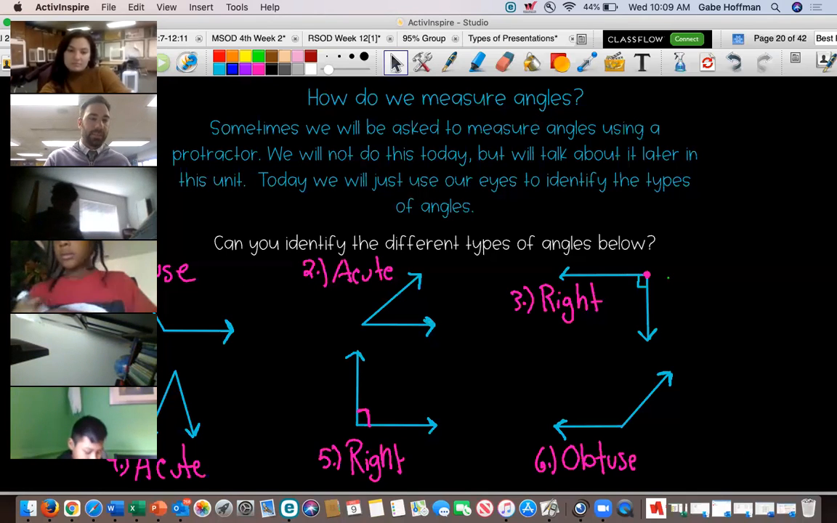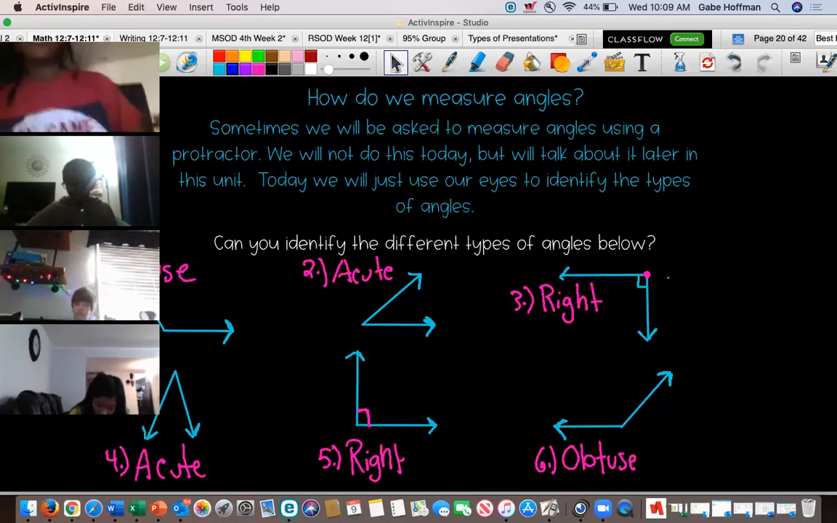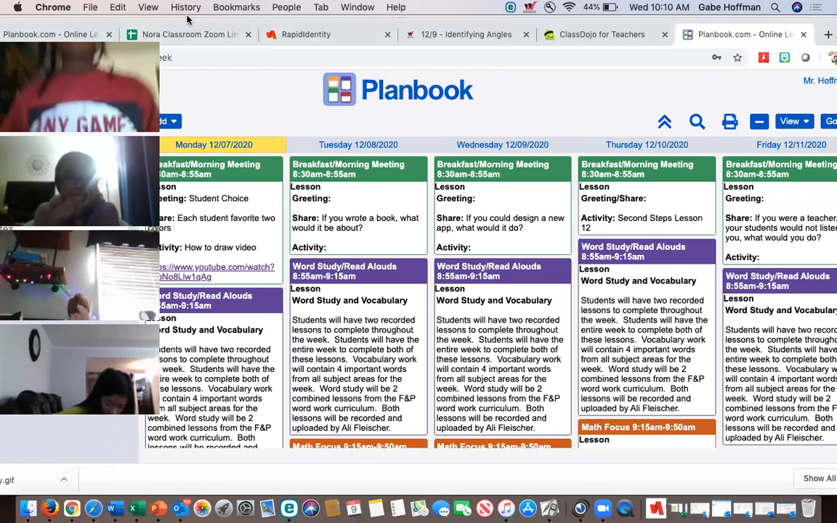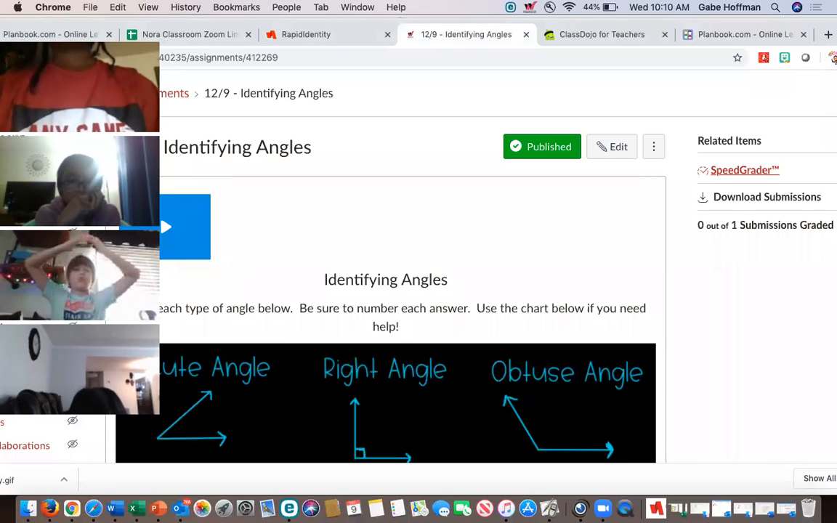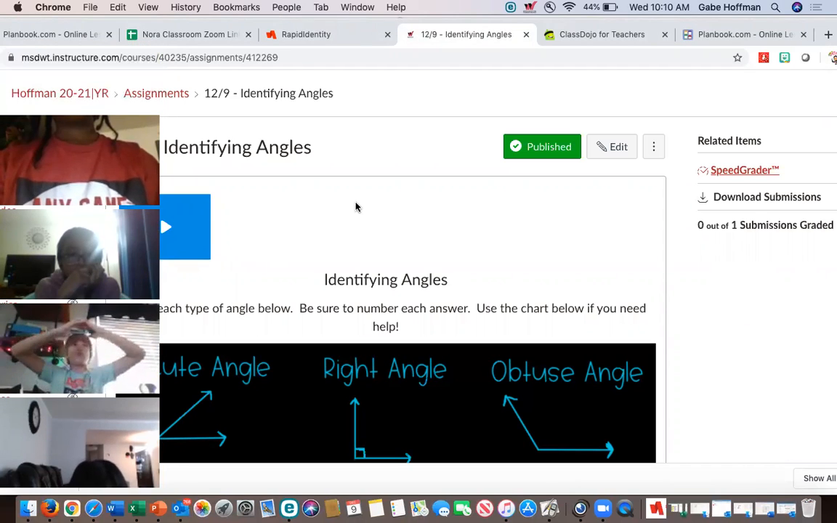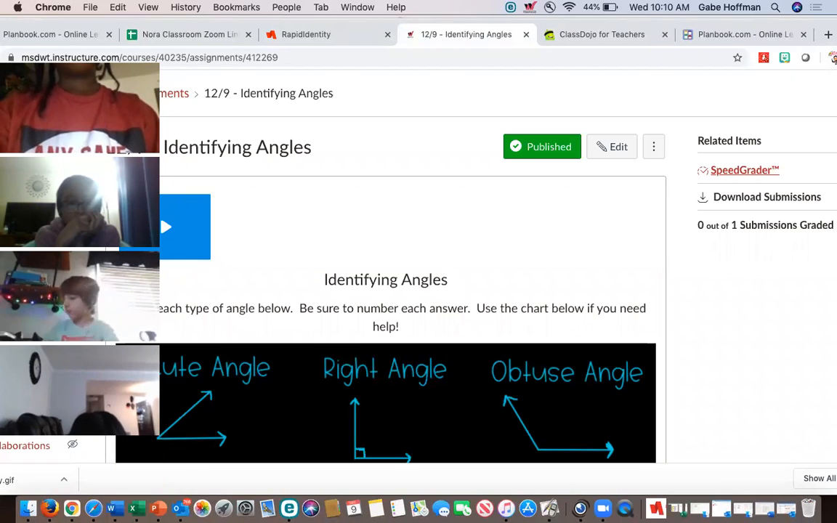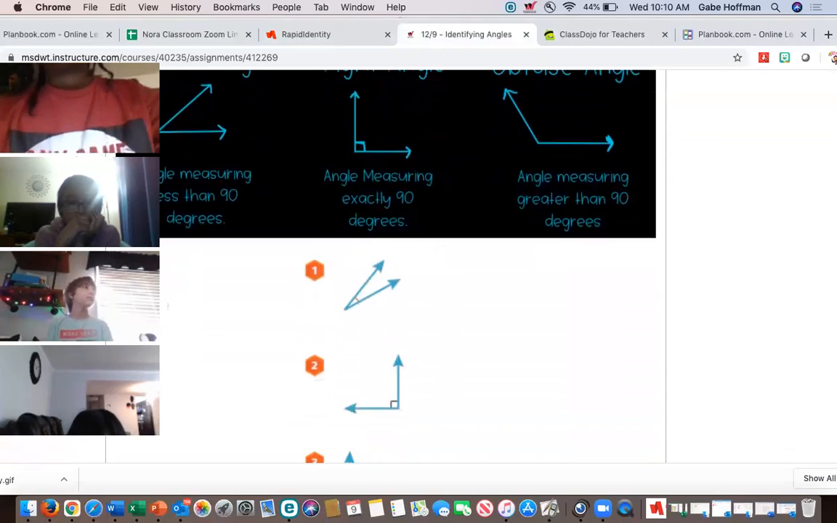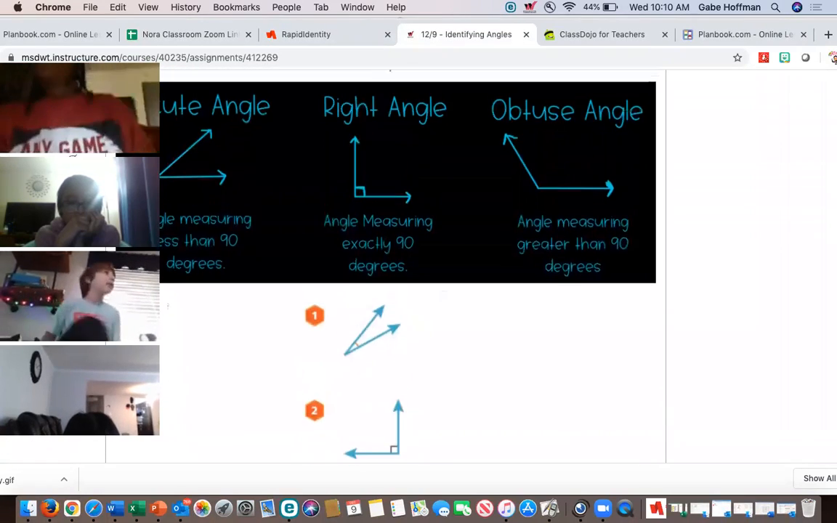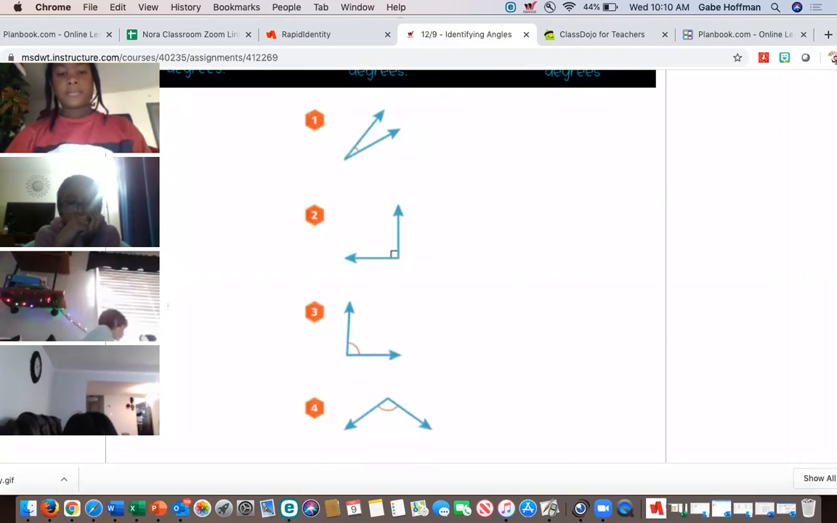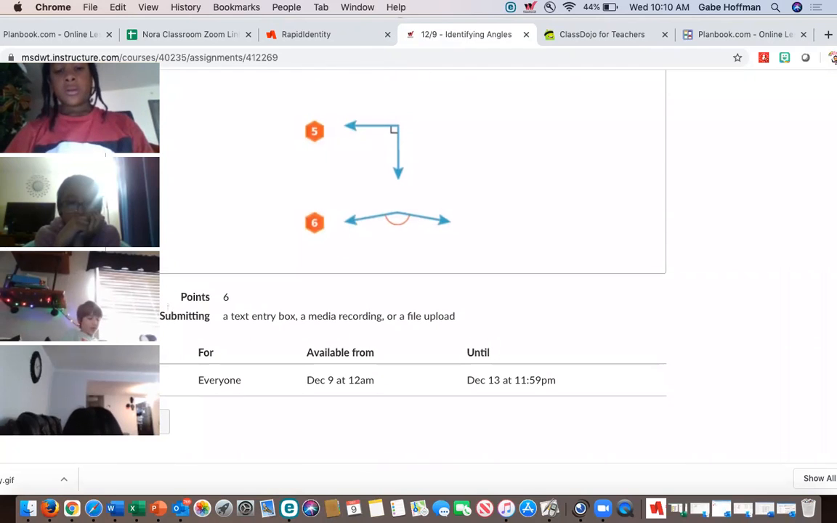I'm going to talk you through today's assignment, and I'm going to be very specific about what your job is, okay? So it is on Canvas. It is called Identifying Angles, all right? And it says, identify and label each type of angle below. Be sure to number each answer. Use the chart below if you need help, all right? If you scroll down, there are 6 angles shown. You are going to answer all 6 of those questions, all right? So you're going to go to submit it. You're going to number 1 through 6, and you are going to label what each type of angle is, all right? You need to make sure you label each type of angle, all right?